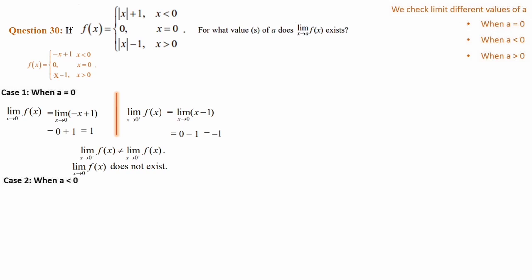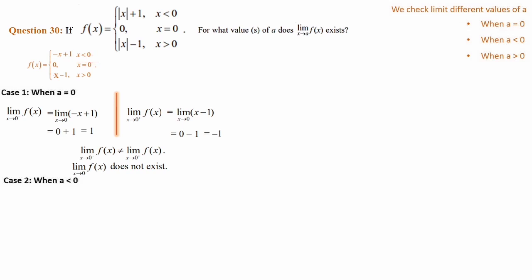Then the second case is when a is less than 0. Here onwards you need to give a little bit of concentration. When a is less than 0, this is the function we are going to use throughout. When a is less than 0, that means x is less than 0, so a single function we are going to take, that is minus x plus 1, for both the left hand limit and the right hand limit, because here a less than 0 means the condition is clear.